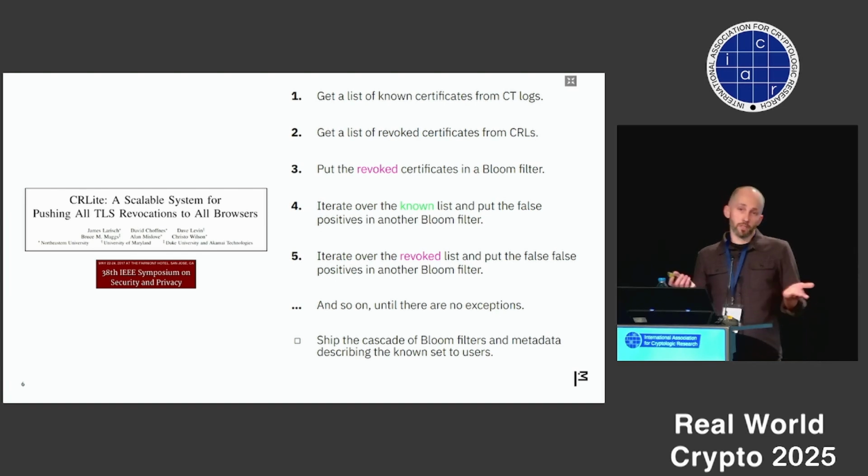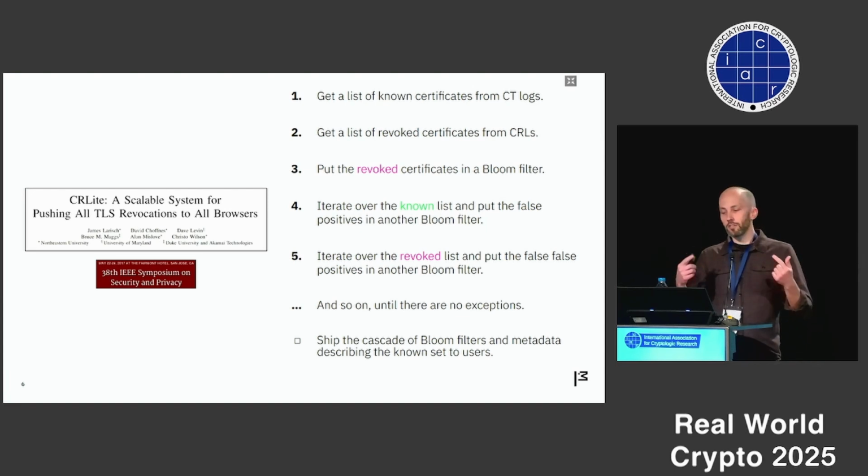But we have the list of all known certificates. So we just enumerate all of the false positives and put them in another Bloom filter. Okay, and now you have one-sided error again, but it's in the other direction. So you look at the revoked certificates and see if there are false positives in that collection, and you put those into another Bloom filter.